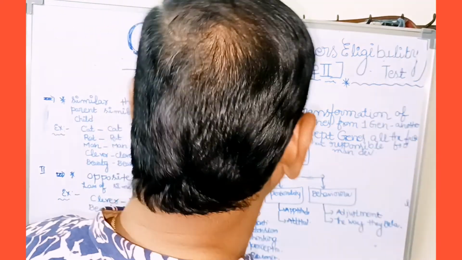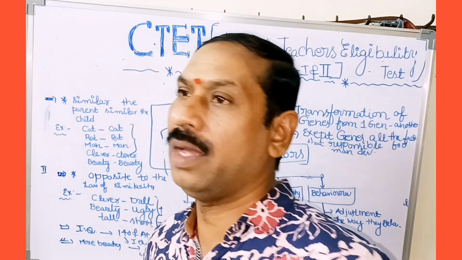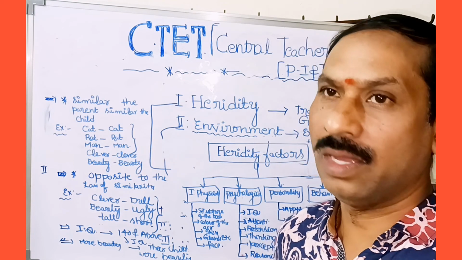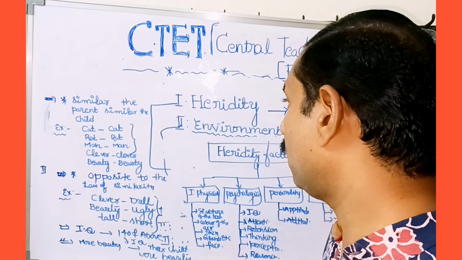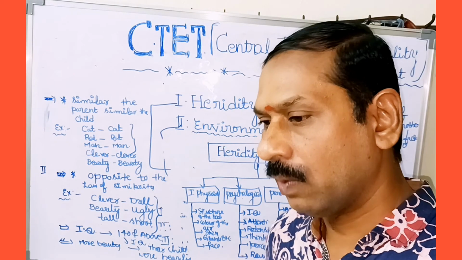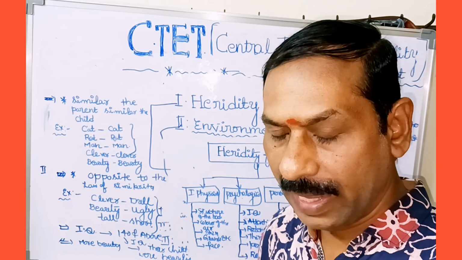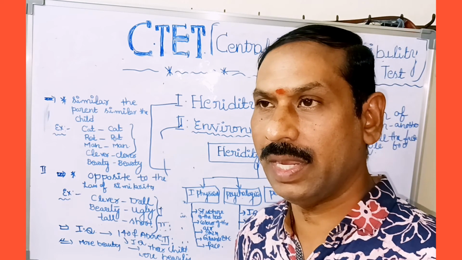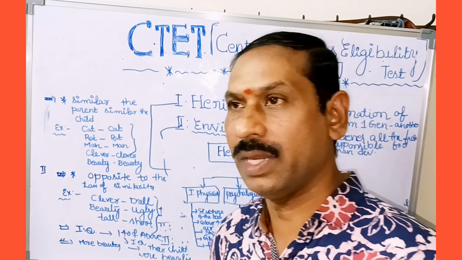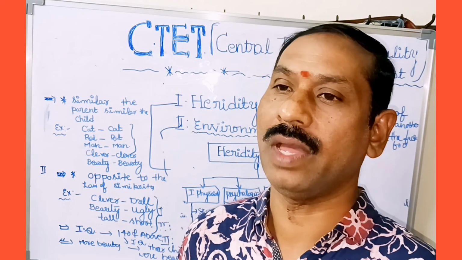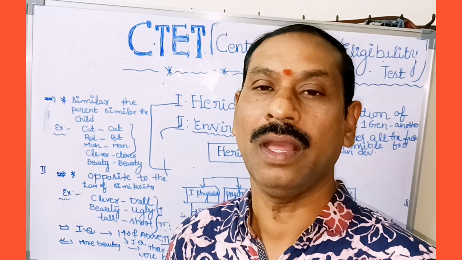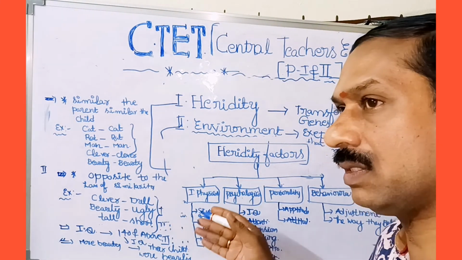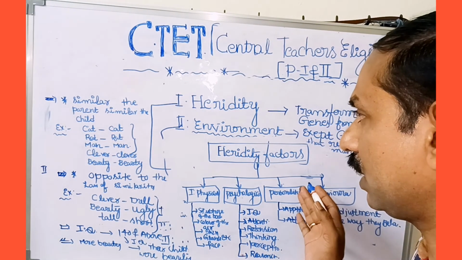And next, coming to the environment. Environment is nothing but, except the genes, all the factors which are responsible for human development; these are known as environmental factors. So if we go through growth and development, heredity and environmental factors play a vital role in human development. Without heredity and environmental effect, there is no development. Both heredity and environmental factors are responsible for human development. What are those hereditary factors? These are the physical, psychological, personality, and behavioristic approach.